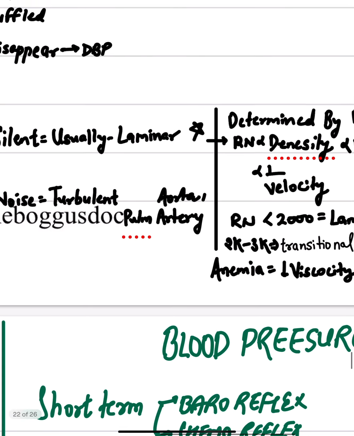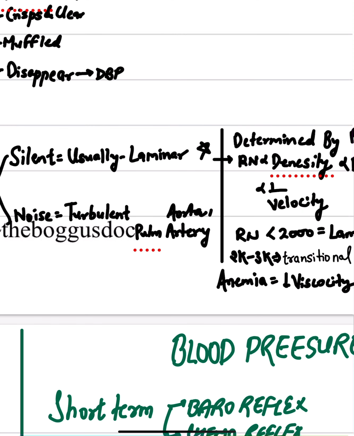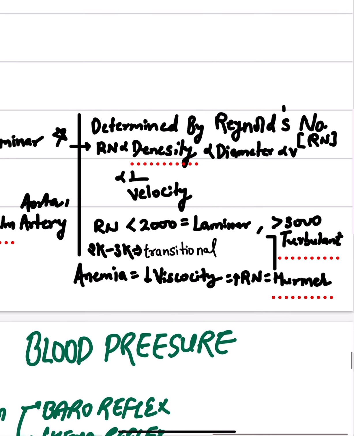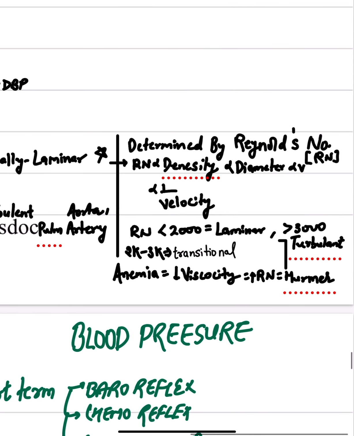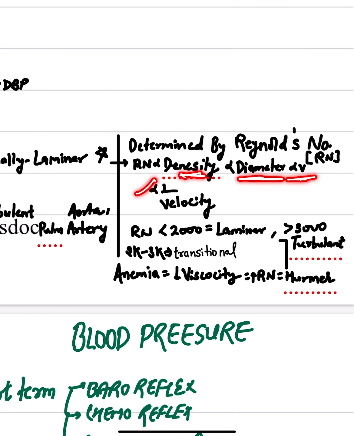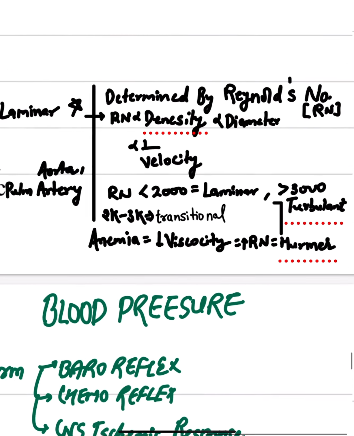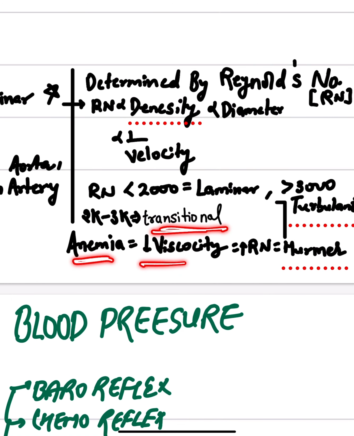If we still have noise, it is turbulent flow. Normally turbulent flow occurs when the blood flow velocity is very high, like in the aorta, because it is close to the heart. In the pulmonary artery we have almost turbulent flow. Laminar flow is determined by the Reynolds number, which depends on the density of blood, diameter, and velocity, and is inversely related to viscosity. If the Reynolds number is less than 2000, it is laminar flow. More than 3000, it is turbulent flow. 2000 to 3000 is transitional.